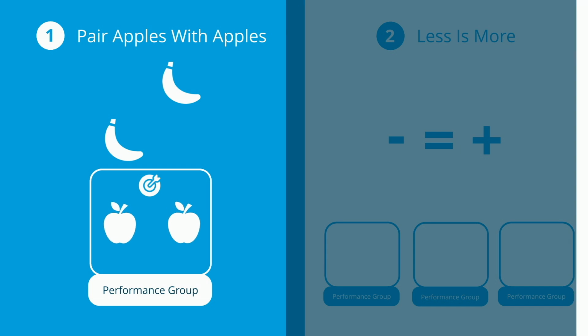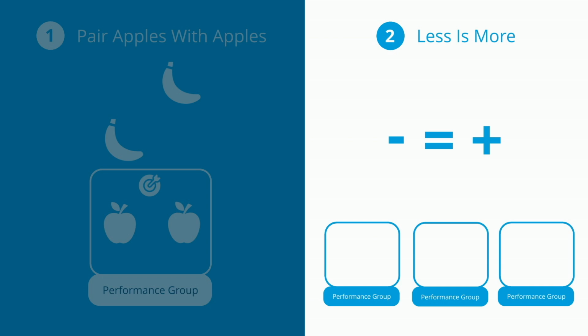Less is more means you don't need dozens of performance groups to get good results. In fact, most users see better results with fewer, well-structured PGs. As a ballpark, it's better to have 10 performance groups than 100 when you're starting out. And having fewer performance groups is easier to manage and track for both you and Adspert.